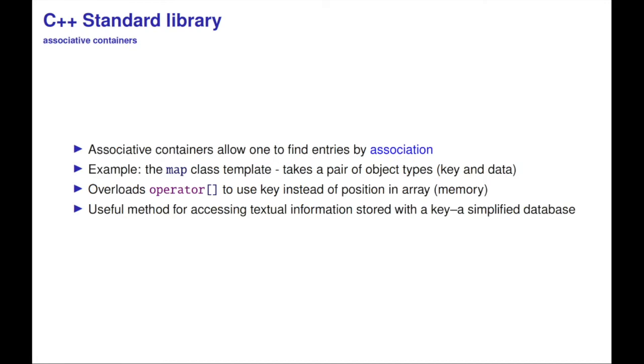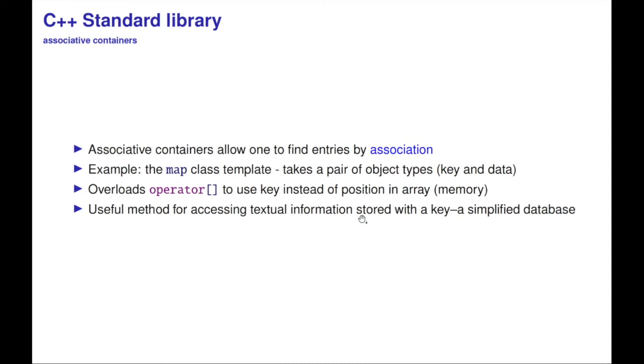Associative containers are quite interesting. Many of you may have seen dicts in Python. It's similar to that. In this case, it's the map class, which is a template class, which takes a pair of object types, a key and the data. And the trick is it overloads the square bracket operator to use a key instead of a position in an array. So it actually will do a type of search.